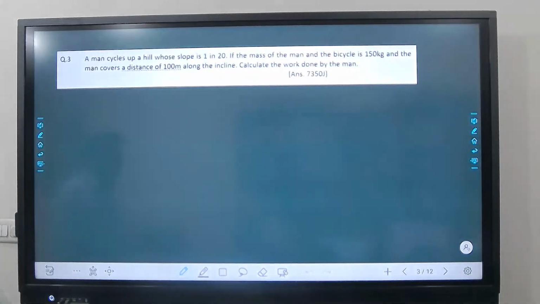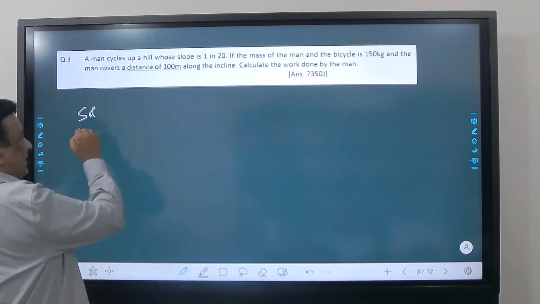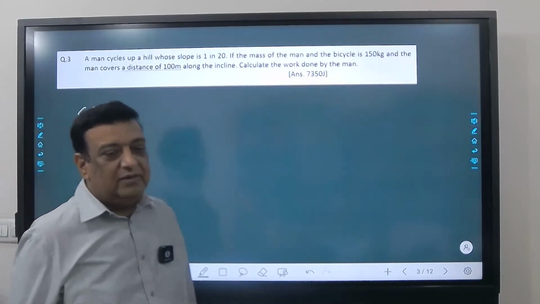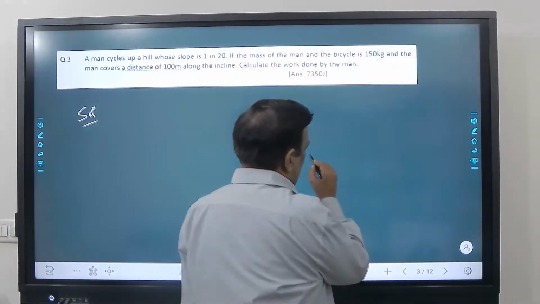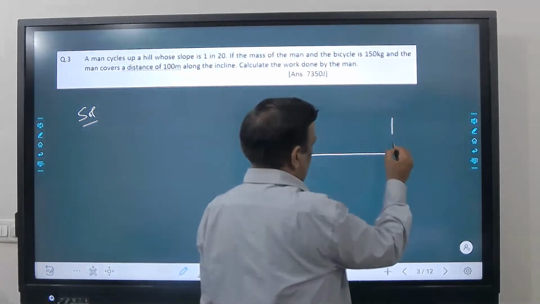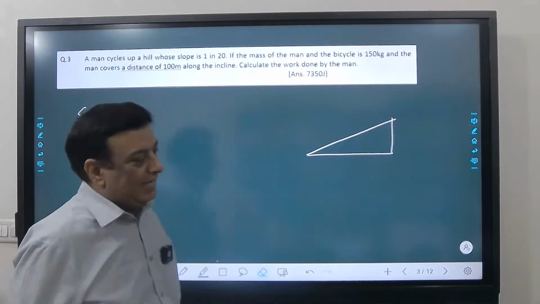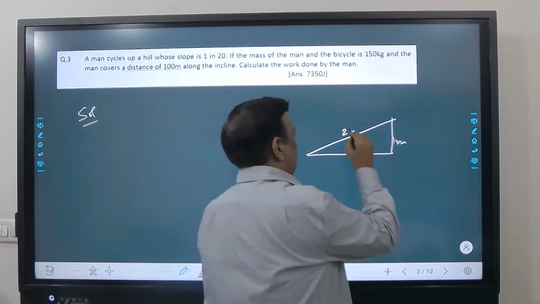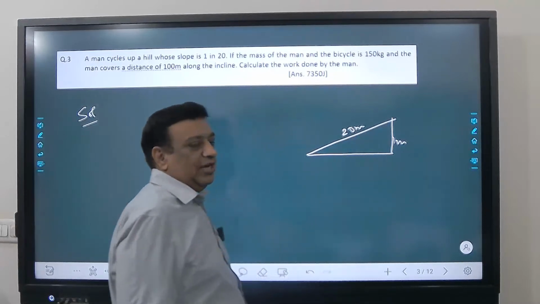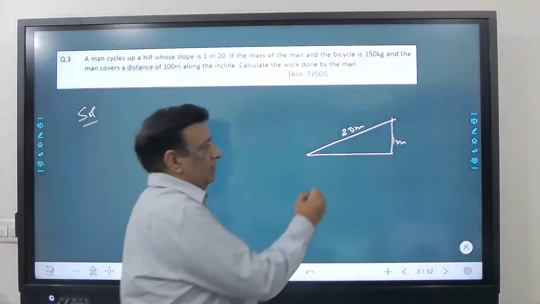Next question में it's given that a man cycles up a hill whose slope is 1 in 20. Now when it's given in physics numerical that slope is 1 in 20, 1 in 20 means this is the value of sin theta. अगर मैं ऐसे बनाता हूँ, 1 in 20 means that in moving up a height of 1 meter, the body has to travel a distance of 20 meter.